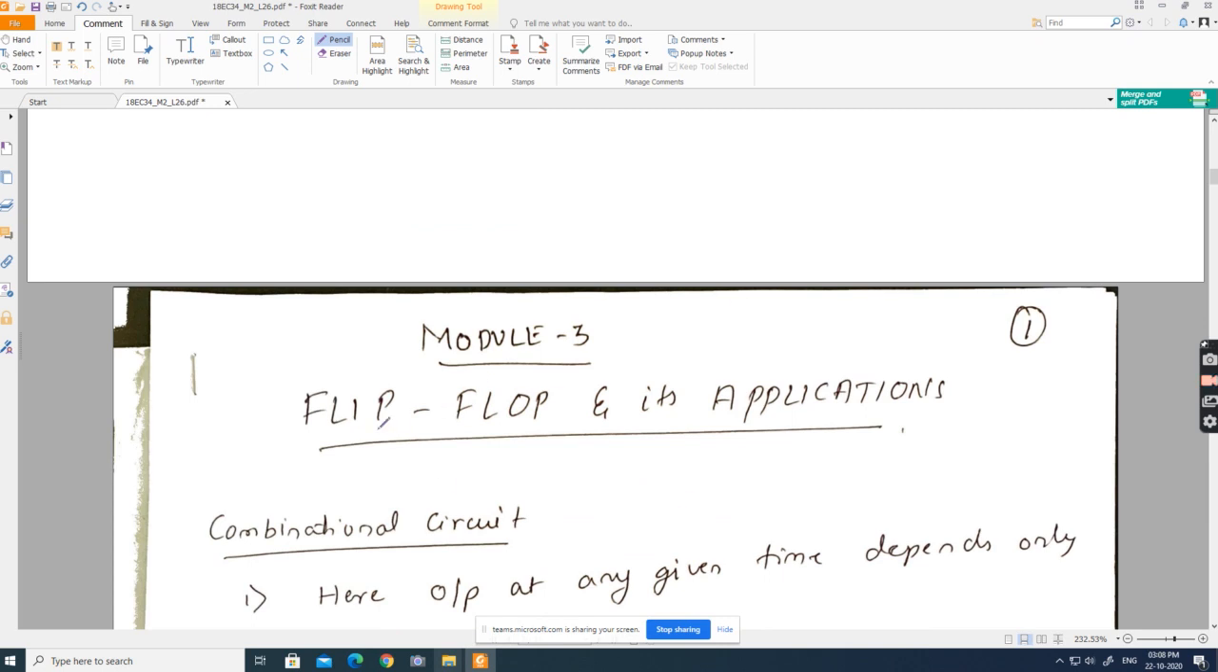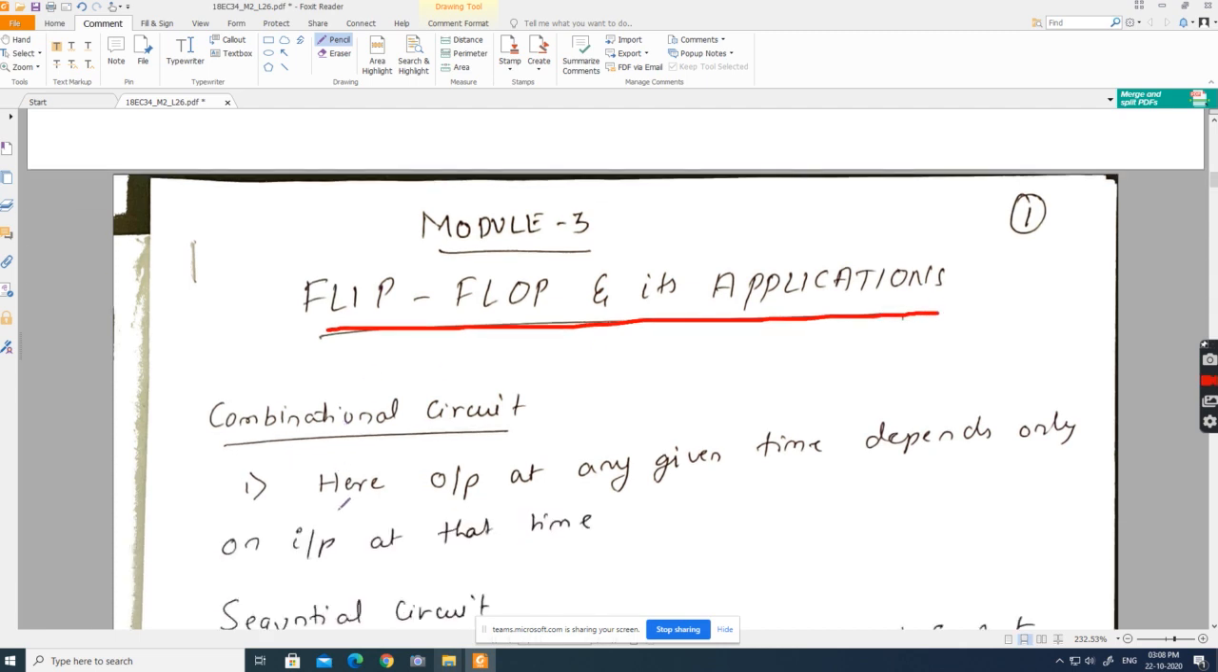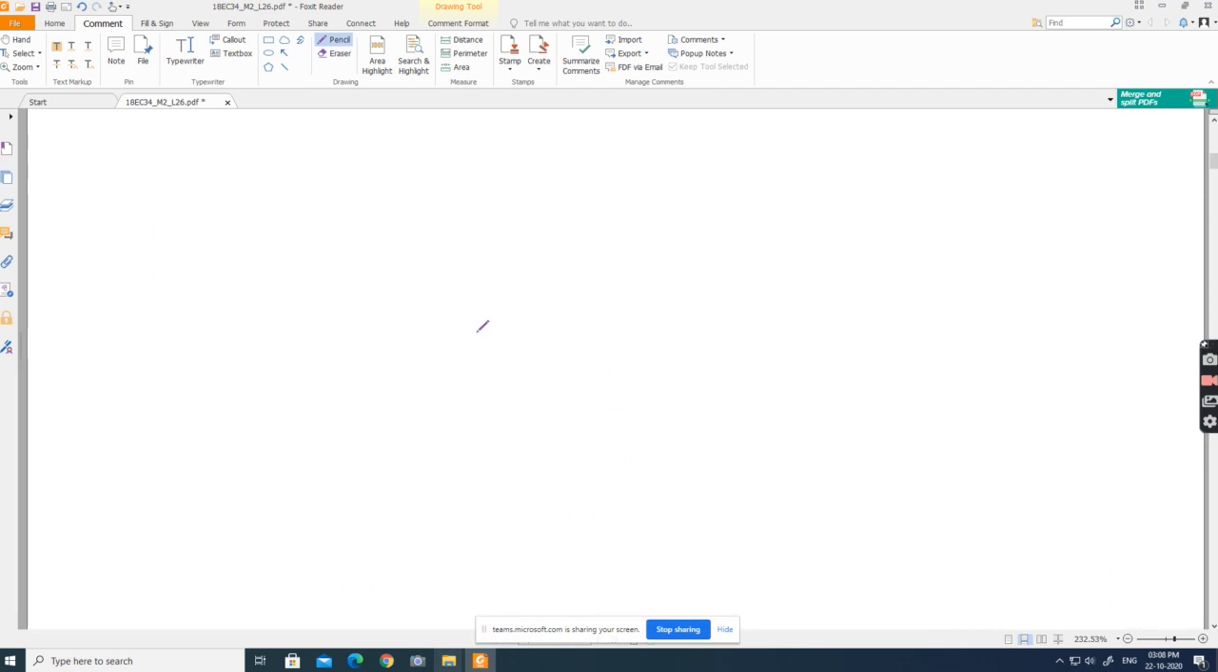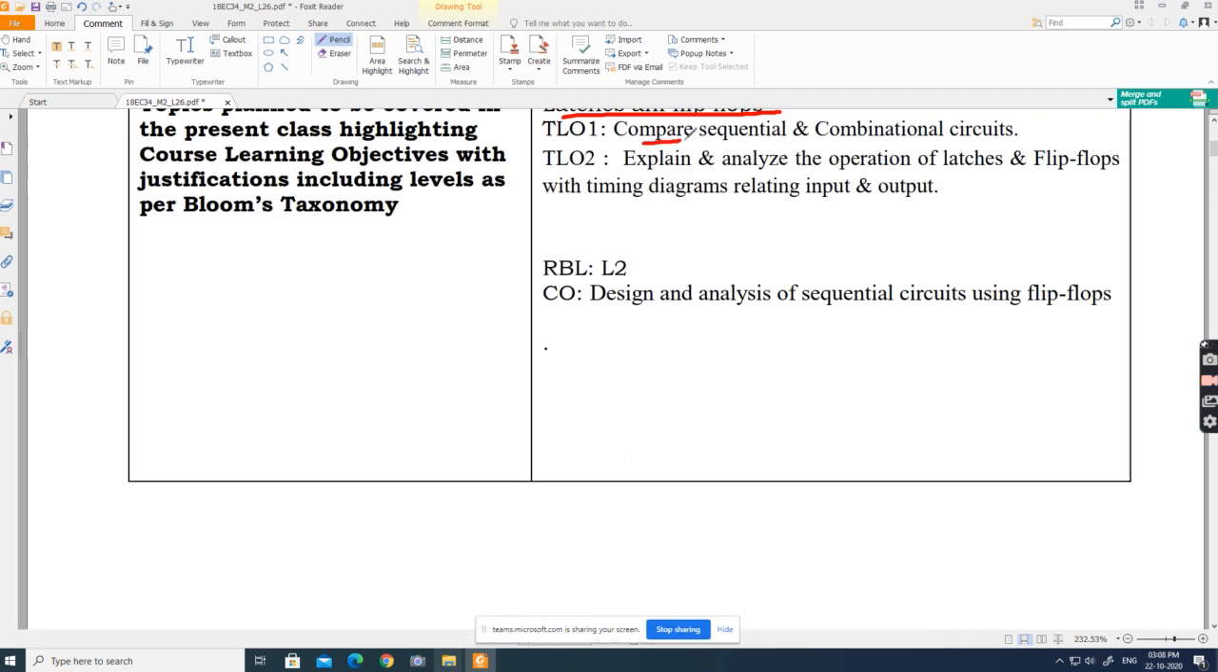So we'll start with module 3. The module 3 is flip-flop and its applications. The main motto behind this is that I first have to compare a combinational circuit with a sequential circuit. What is a combinational circuit?